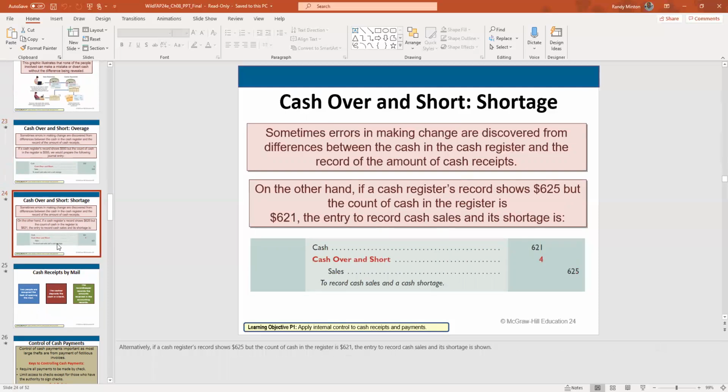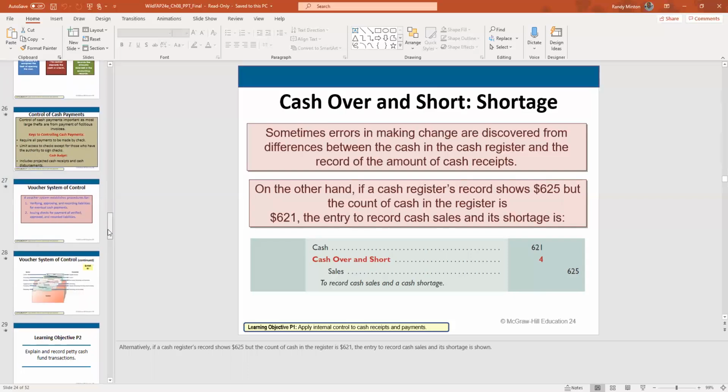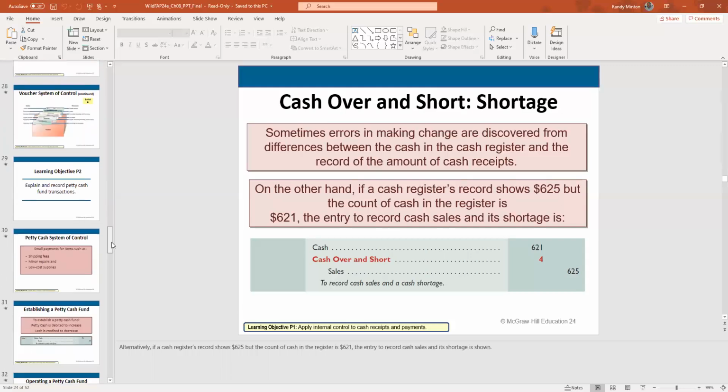Notice that when you look at a shortage, it's going to be on the debit side. The reason is that cash short is essentially an other expense, while cash over is other income. We treat them as other income and other expense because it's not our normal purpose to be either short or over, so they're not part of our normal business operations.